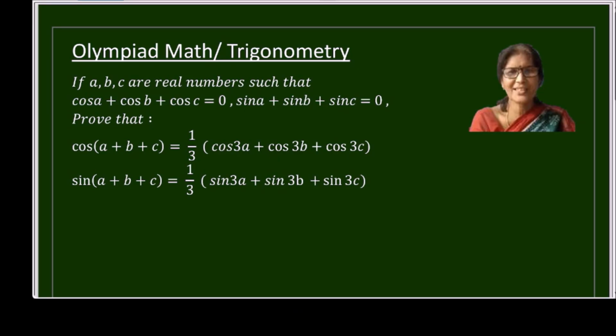Question is, if A, B, C are real numbers such that cos A plus cos B plus cos C equals 0, and sin A plus sin B plus sin C is also equal to 0, prove that cos of (A plus B plus C) equals 1/3 of (cos 3A plus cos 3B plus cos 3C). And the second part is sin of (A plus B plus C) equals 1/3 of (sin 3A plus sin 3B plus sin 3C). So the question looks very interesting.